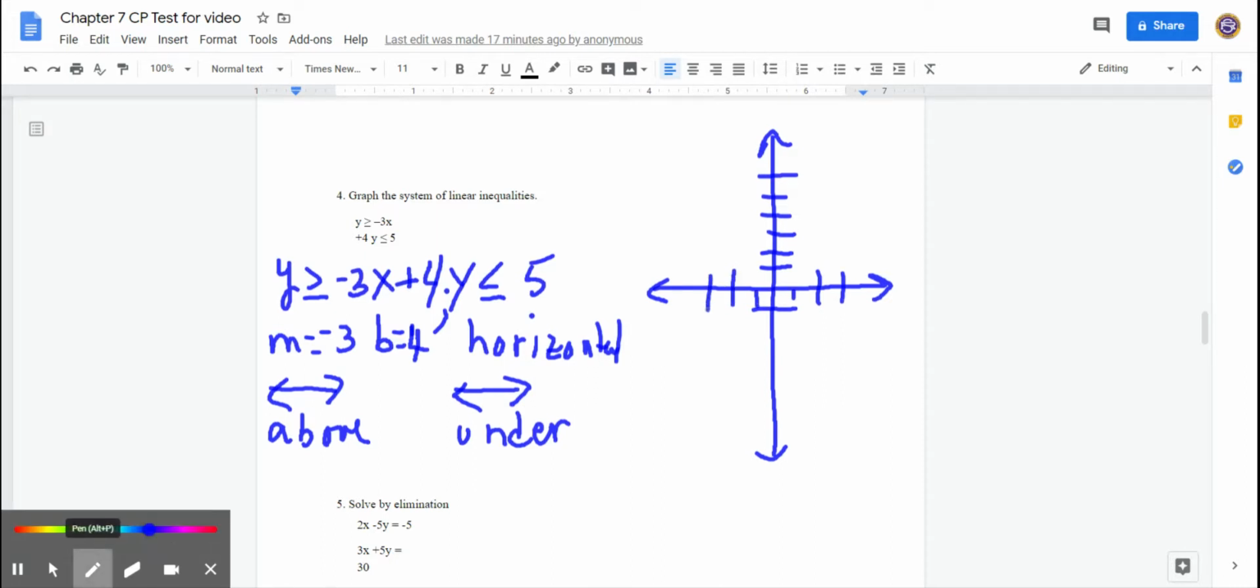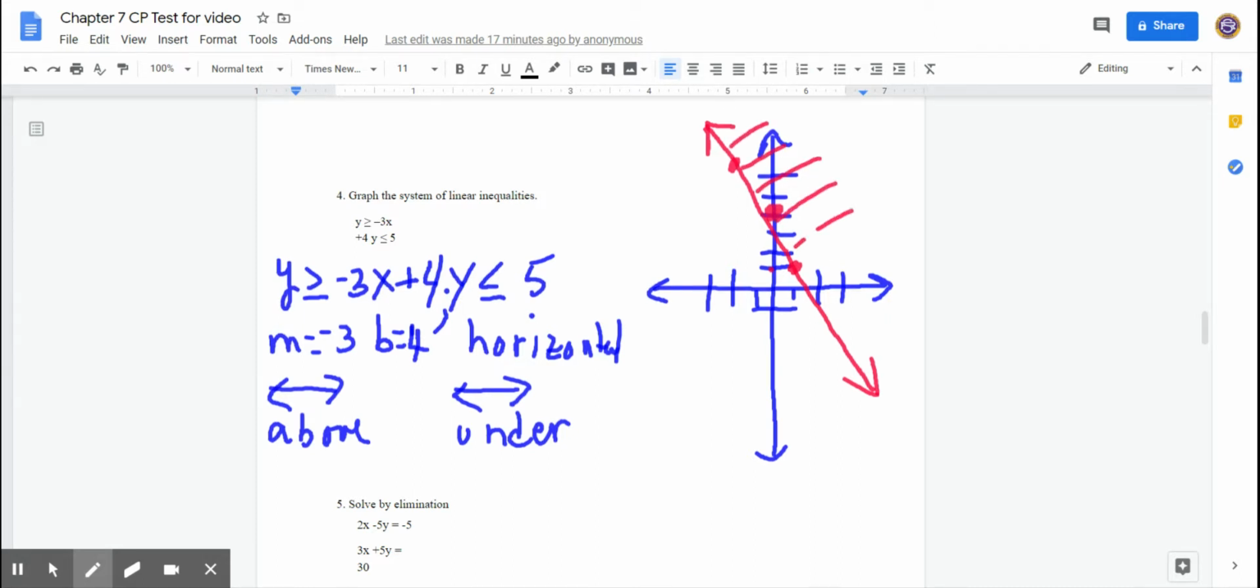Okay, so the first one, slope is -3, b is 4, so go up 1, 2, 3, 4 and put your point. Slope is -3, so that means you're going to go down 3 and right 1. Or you could go up 3 and left 1. Solid line. And it's greater than, so we said we needed to shade above.